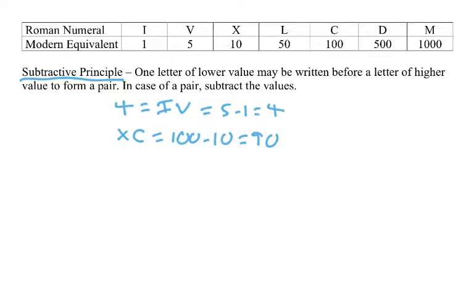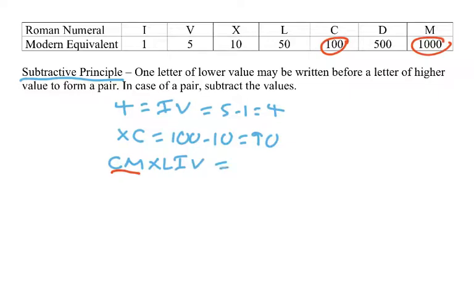What if we had CM, XL, IV. I want to look for the subtractive pairs in this by identifying lower valued numbers that are sitting in front of higher valued numbers. Notice that happens with the CM, for example. C is 100, M is 1,000, so you have a smaller value in front of a larger value. Therefore, you'd subtract 100 from 1,000.